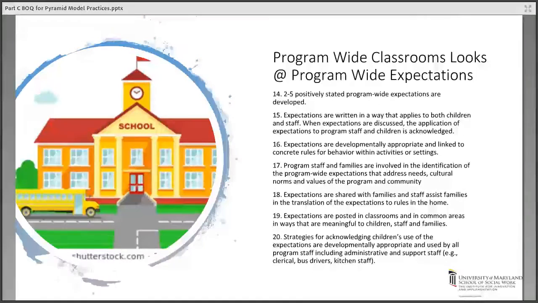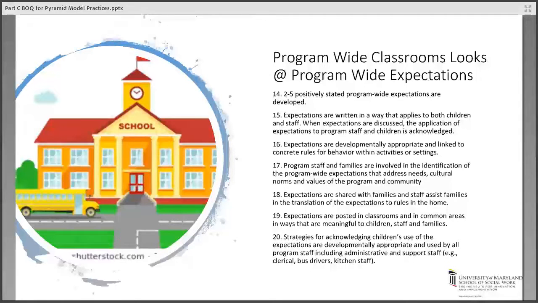This next slide looks at the next section in the Birth to 5 program-wide classroom BOQ, which again, this is where there's some delineation from the Part C benchmarks of quality, and this is looking at program-wide expectations. Really, this is expectations for classroom staff. So this is looking at, 2 to 5 positively stated program-wide expectations are developed. Helping programs develop their own expectations collectively in a positively stated way.